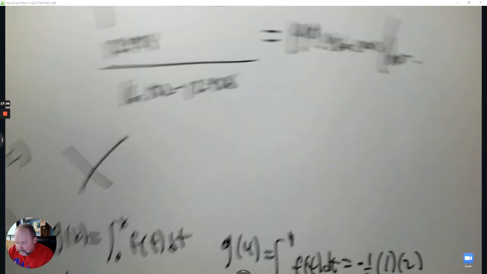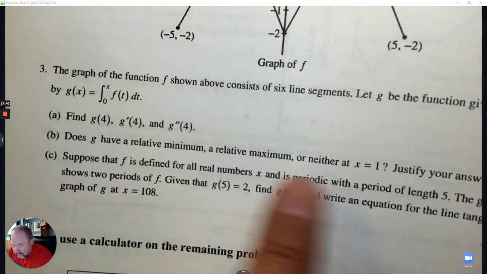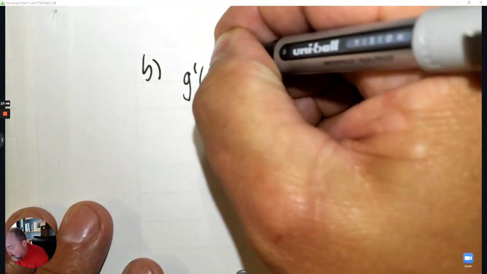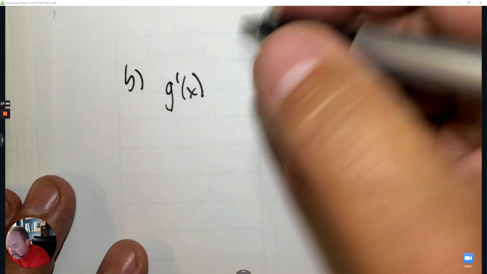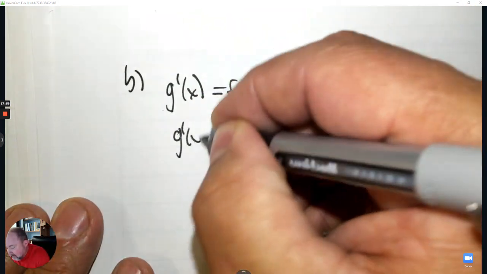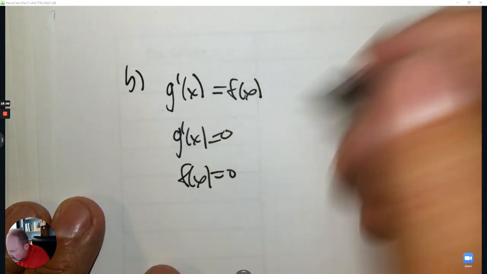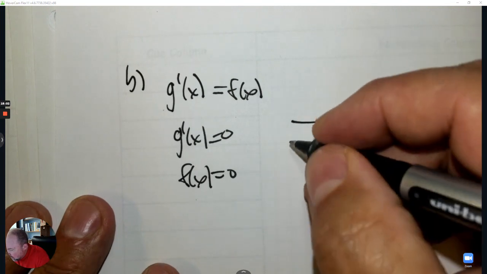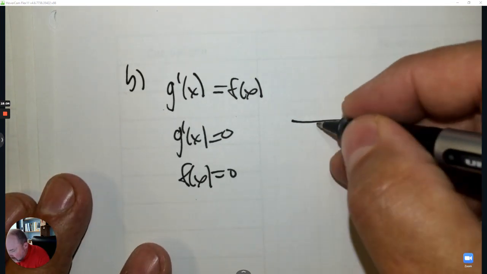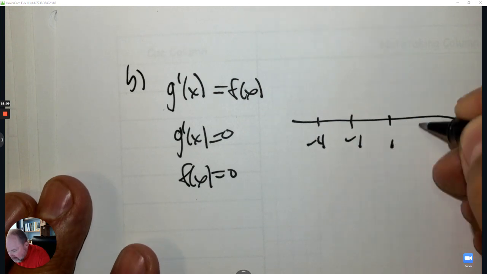All right, part B. It says, is there a maximum or minimum for g, or neither at 1? So we have to look at the derivative first. That's just f at x. If we make it equal to 0, that means we're making f at x equal to 0. Where are the x-intercepts? Drawing a number line. That's at negative 4, at negative 1, at positive 1, and at 4.